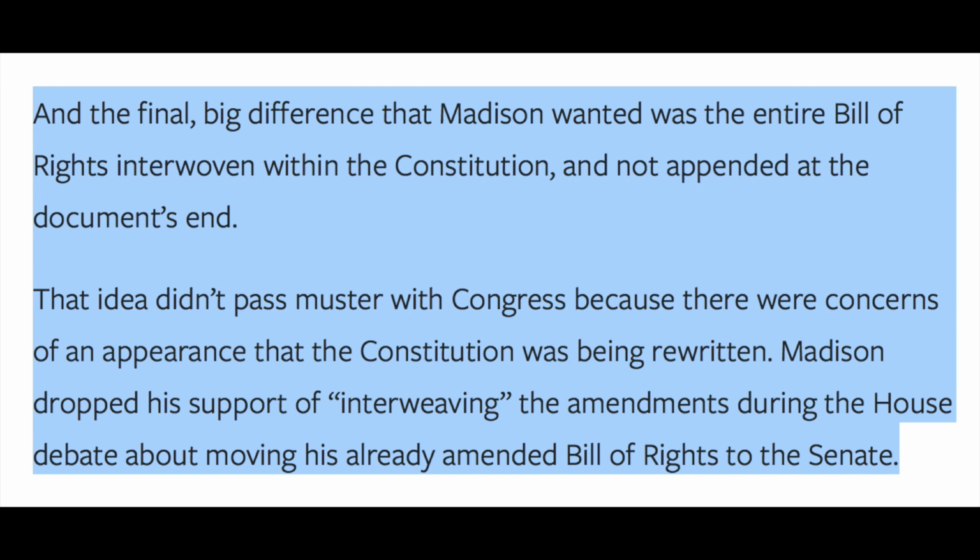And it says here, and the final big difference that Madison wanted was the entire Bill of Rights interwoven within the Constitution and not appended at the document's end. And guess what? The excuse was, that idea didn't pass muster with Congress because there were concerns of an appearance that the Constitution was being rewritten. So Madison dropped his support of interweaving the amendment during the House debate about moving his already amended Bill of Rights to the Senate. So there you go.